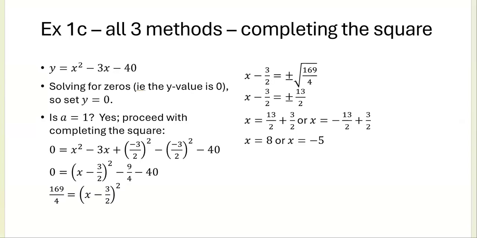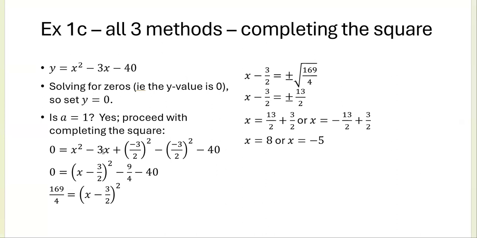So we can complete the square as well. Okay? Again, we're solving for the zeros, meaning the y value is 0. So we're going to set this y equal to 0. Okay? Is a equal to 1? This a over here, it is. Remember, that's a big requirement for completing the square. So we can proceed since it is.